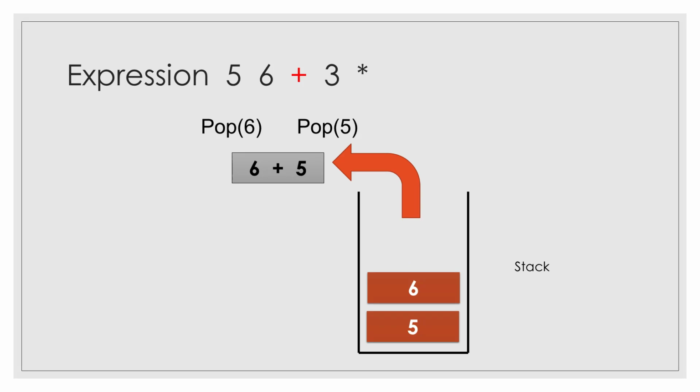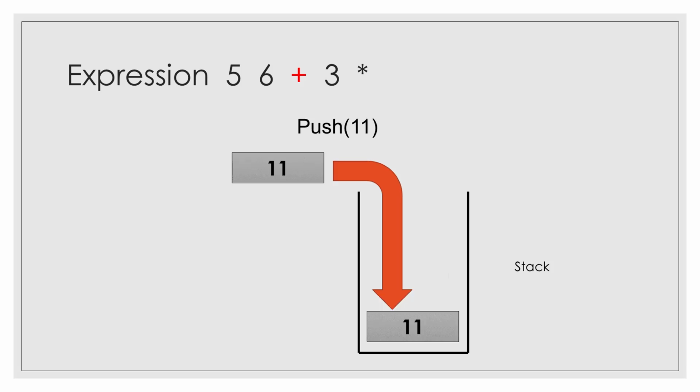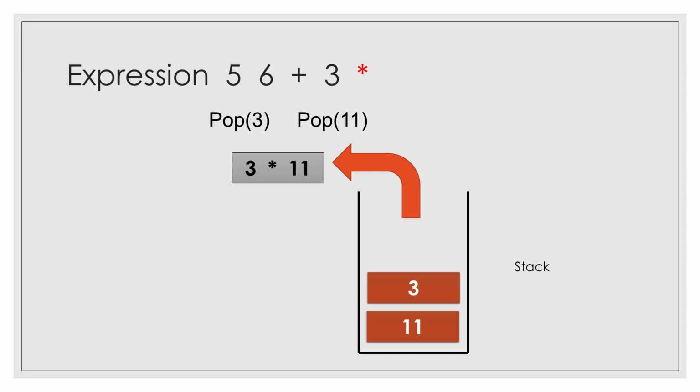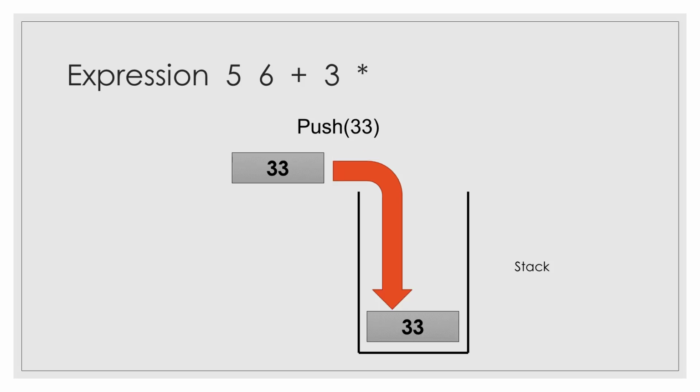We complete the addition process, add them up, and once we've finished, we push the result back onto the stack. The next thing we hit is the value 3. We push that onto the stack. After that, we'll hit an operator, multiplication. That requires 2 operands, so we'll pop 2 operands off of the stack, the 3 and the 11. We'll do the multiplication, and we'll push the result back on. And now we've resolved the expression.